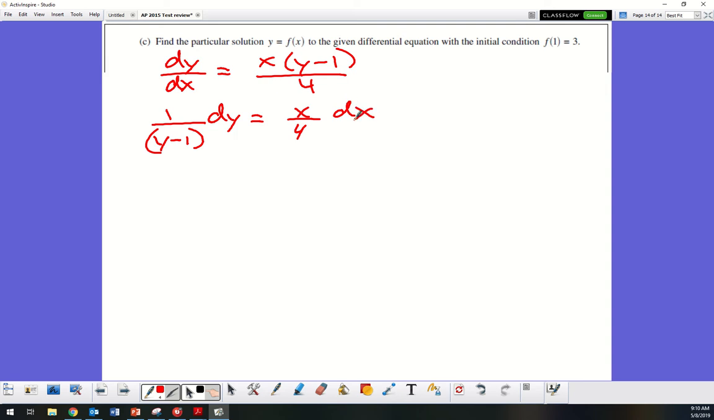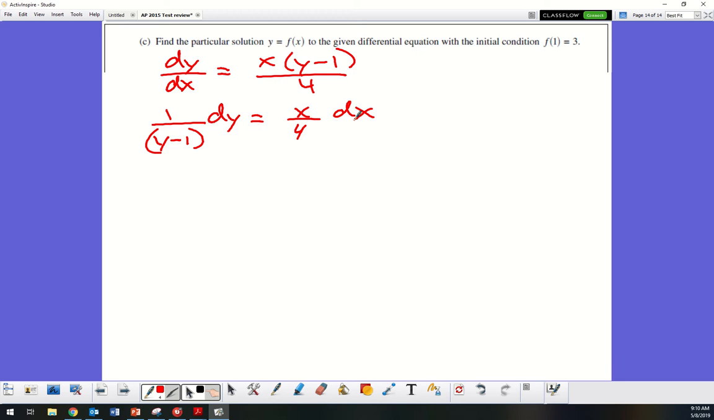Now, this is separation of variables. If you do not do this basic step right here, you get 0 points out of all this. Even if you do any of it right, if you did not do that right there, 0 points. You can't get any other points beyond this.